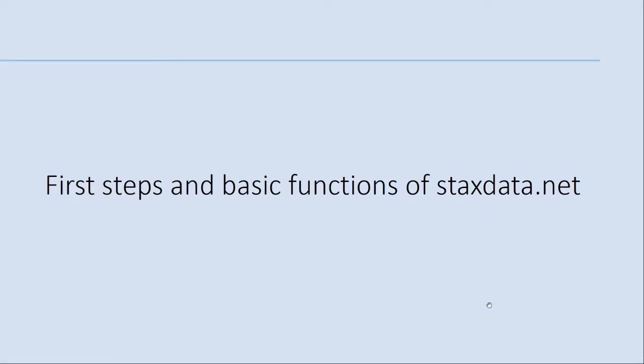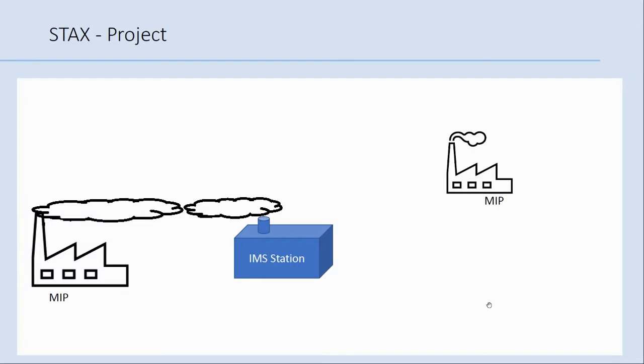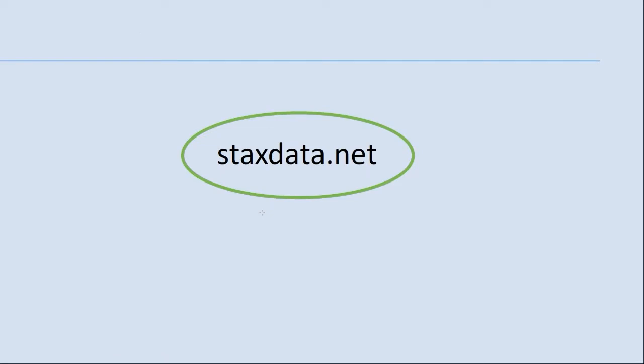In this video, a brief introduction of the first steps and the most basic functions of the STAX-data.net webpage are shown. In the STAX project, emissions of radioxenon and other isotopes from medical isotope production facilities and from nuclear reactors are measured in order to determine the impact on the IMS stations. The results of the measurements can be viewed on STAX-data.net.